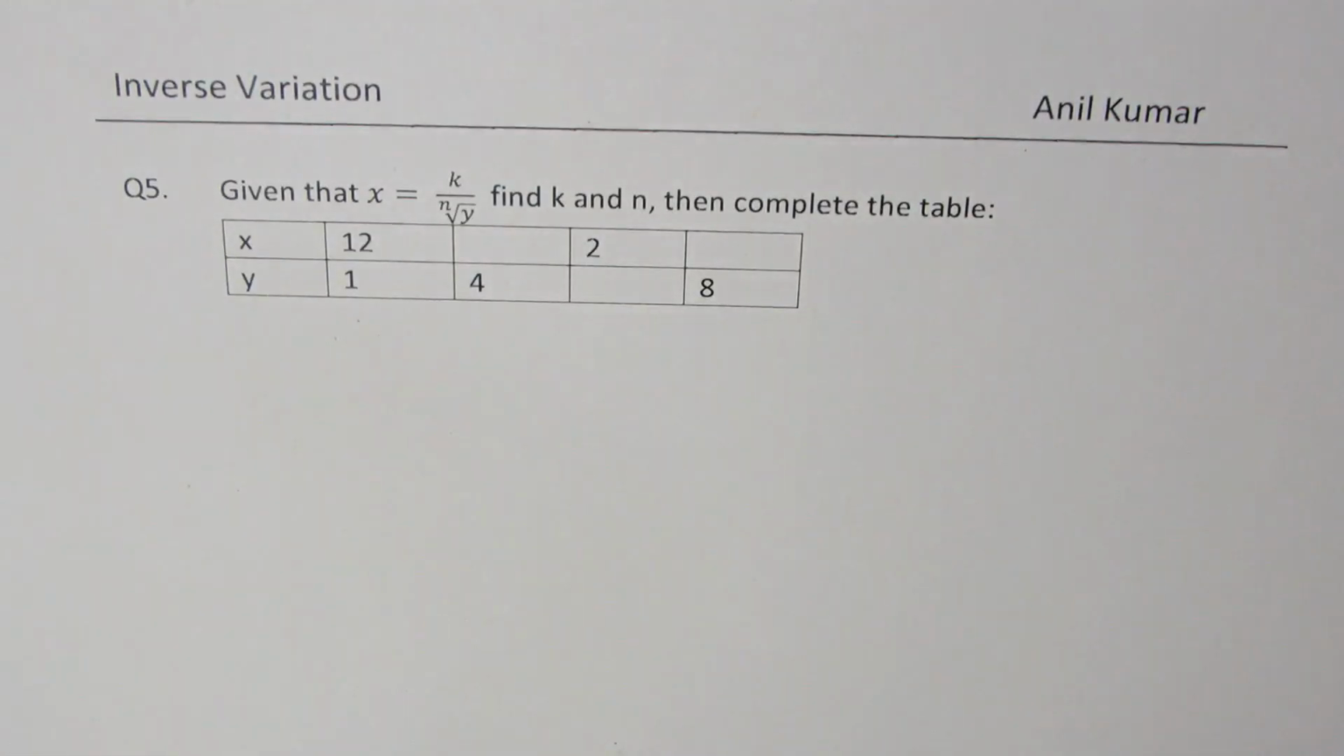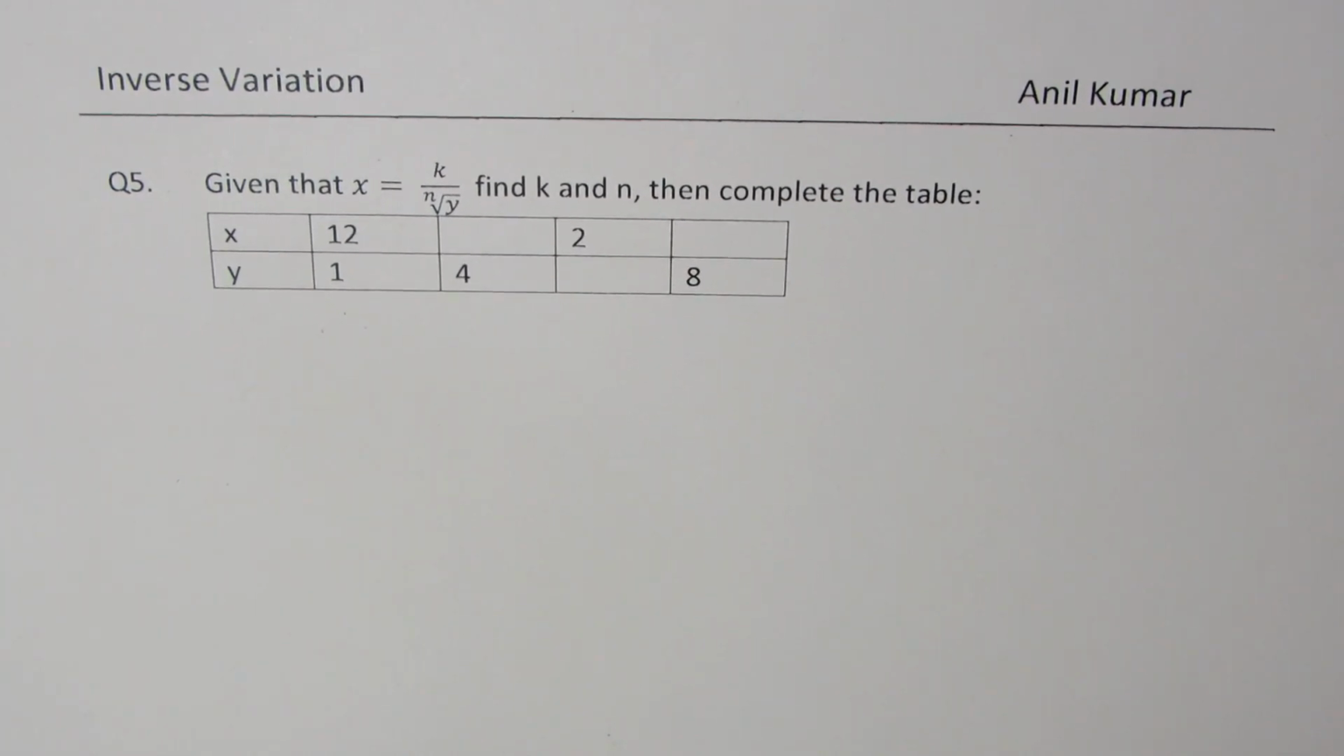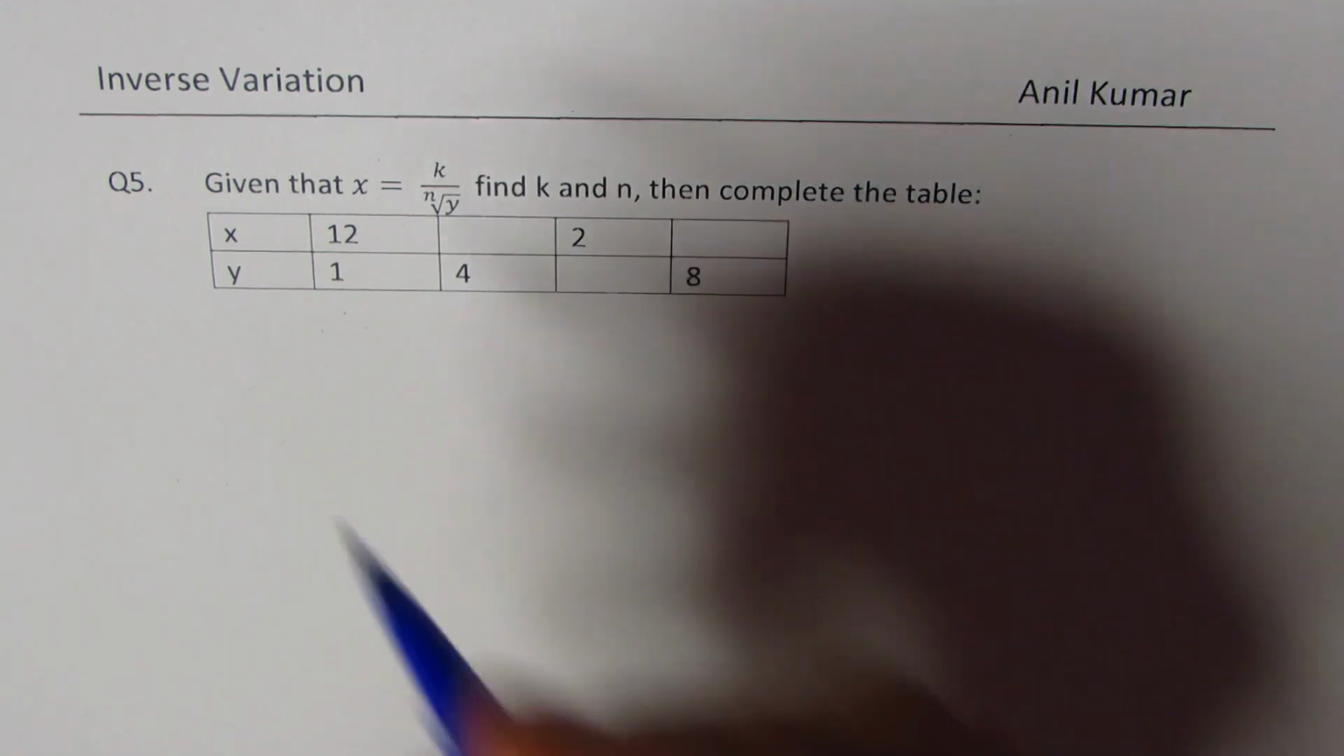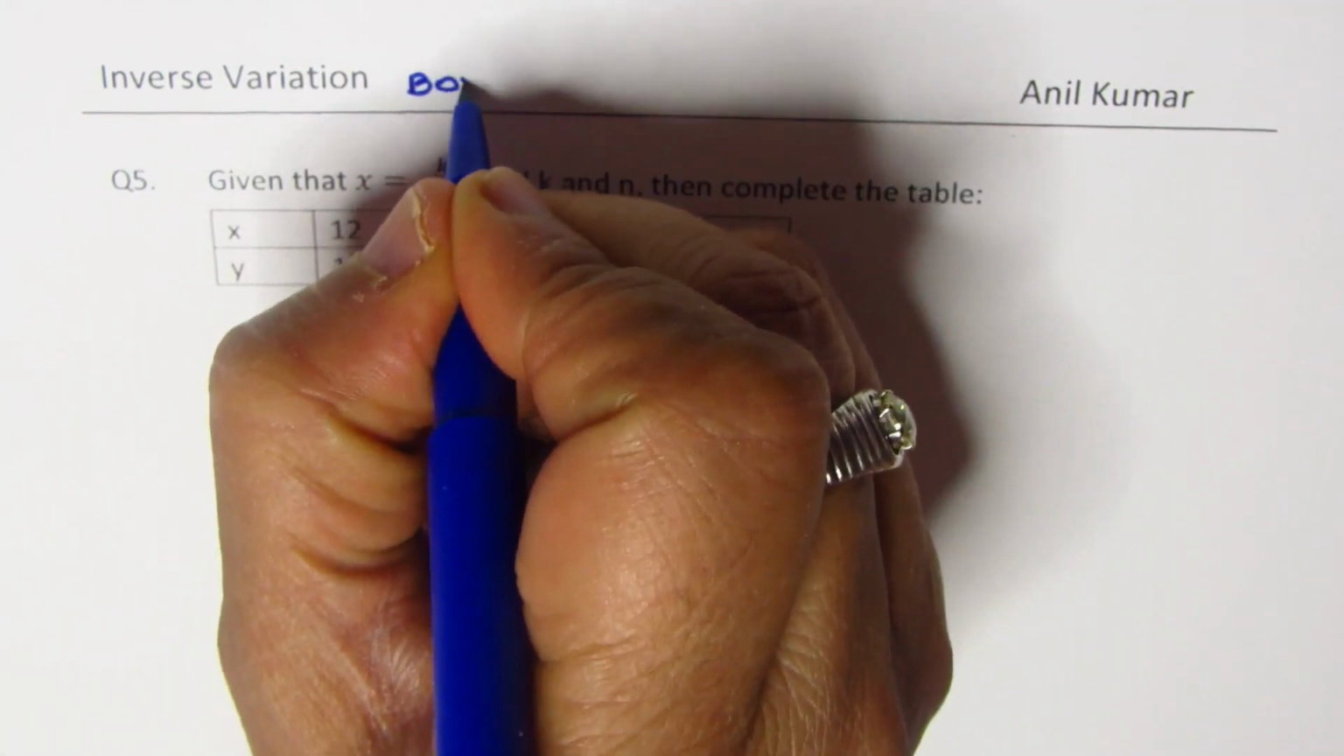The last question here is again a table similar to what we just did, with a slightly difficult function to work with. It says question number 5: given that x equals k over the nth root of y, find k and n, then complete the table. So it's slightly complicated. Let's say this is a bonus question for you.